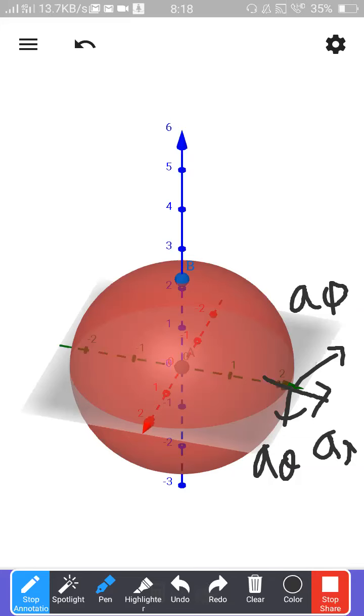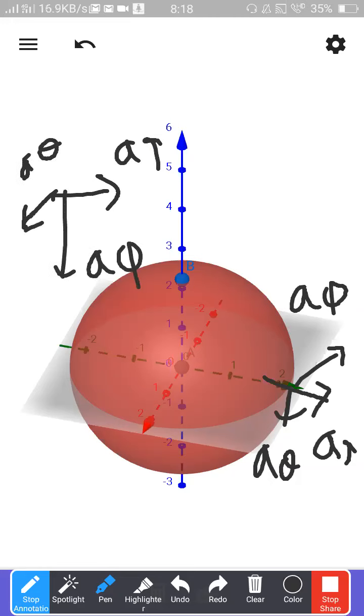I think for visualization, you can put it like this also. AR can be like this. I'm just modifying. If A theta is in this direction, then A phi will go in this direction. I have modified this diagram in this way. Is it okay? A theta and AR already make an angle, and phi is going downwards. Yeah, it's making a right hand rule. Okay, it is following the right hand rule.